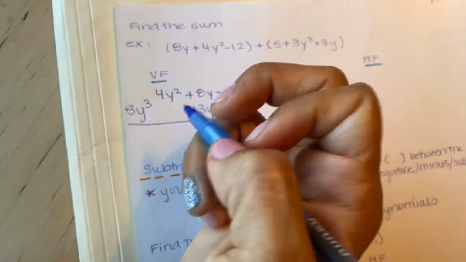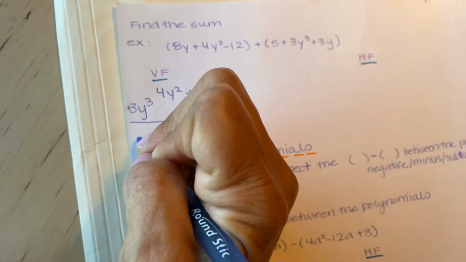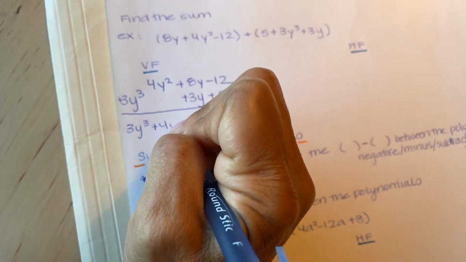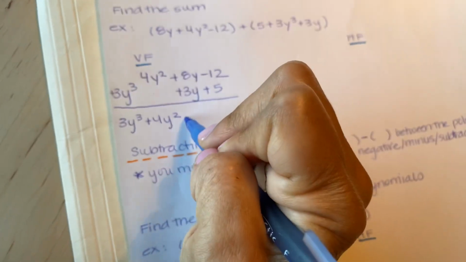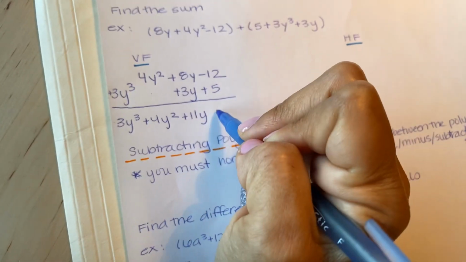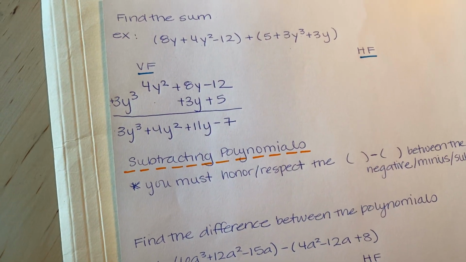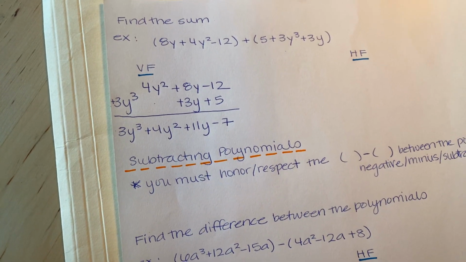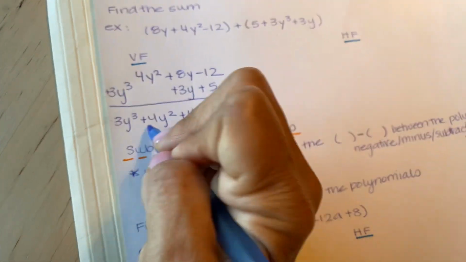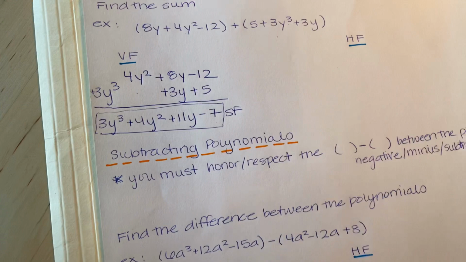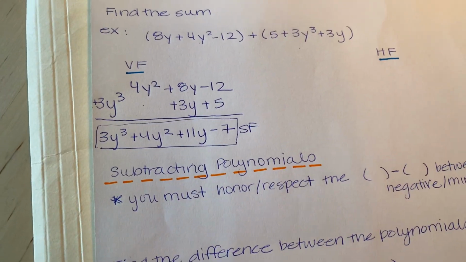And so if you combine, I know it got really squishy right there, you'll have 3y cubed plus 4y squared. 8 and 3 give me 11y minus 7. I need to verify that math right there. Okay, and so that is our standard form. And that's our answer. That's it.